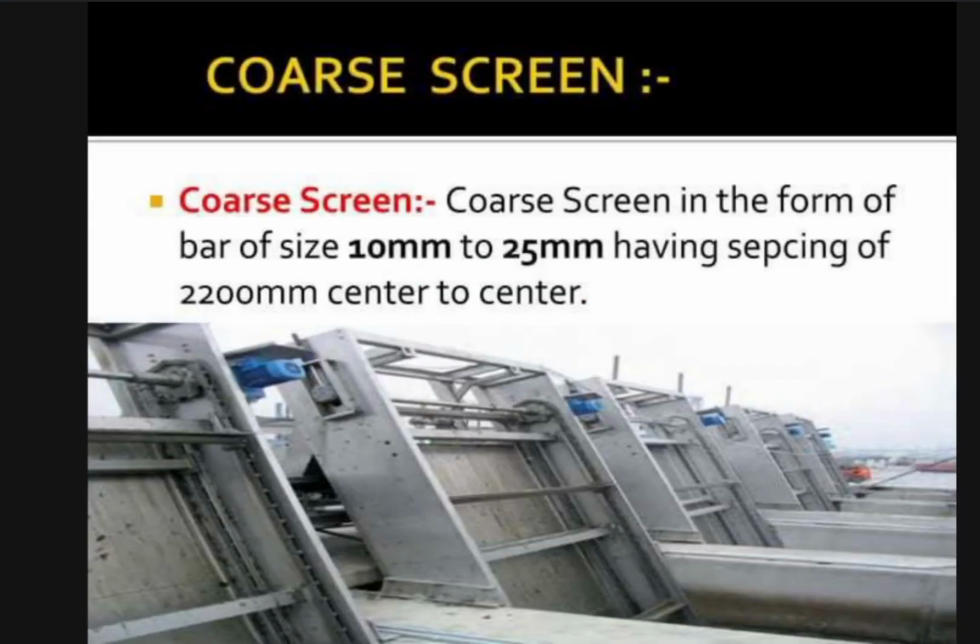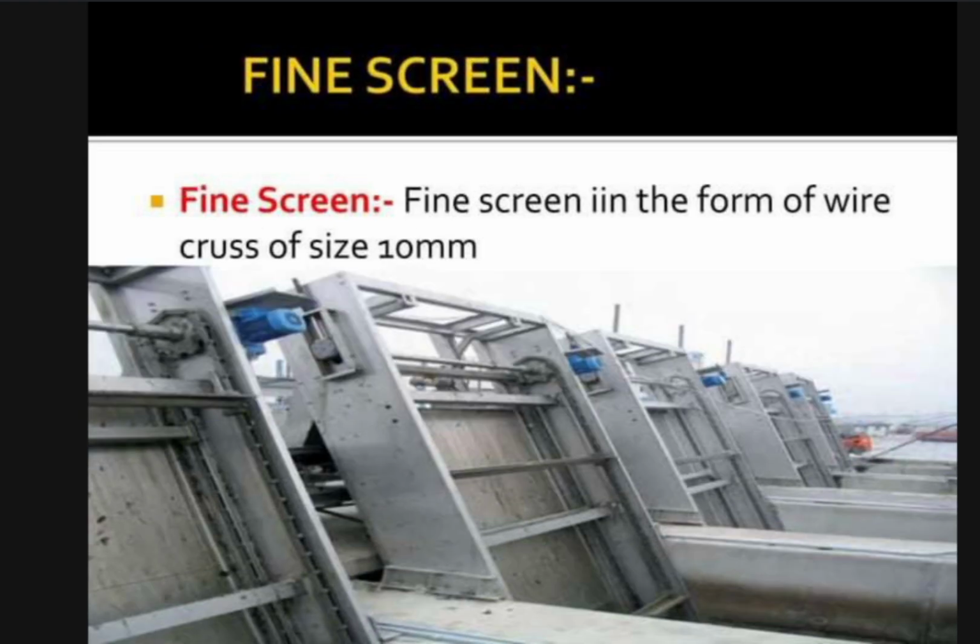Coarse screens are in the form of bars with 10 mm to 25 mm spacing. Fine screens are in the form of wire mesh of size 10 mm.